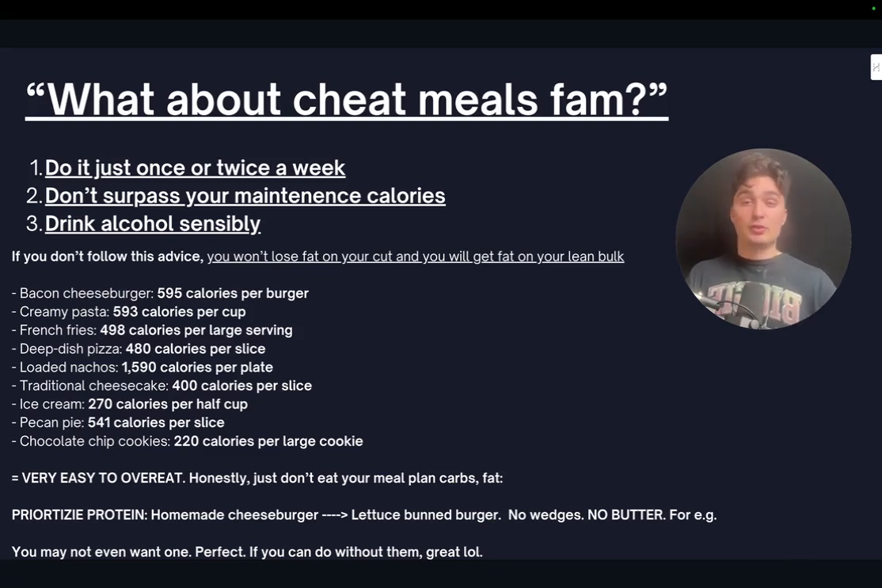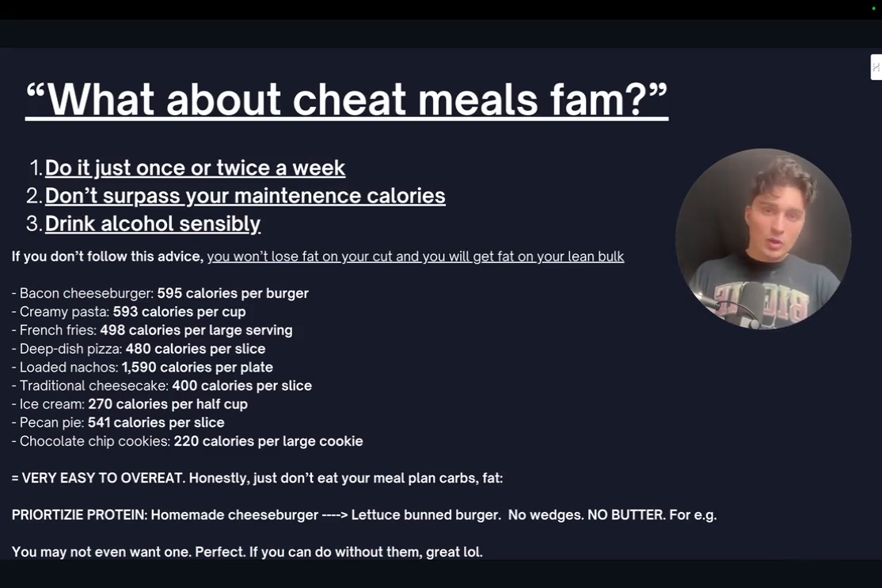So for example, if your meal plan is a homemade cheeseburger and it's a cheat day, you're going to have a cheat meal, then change that to a lettuce wrapped burger with no wedges and no butter. Okay? Now you have way more calories to play with for your cheat meal, and you can stick to maintenance calories by doing that. Okay?